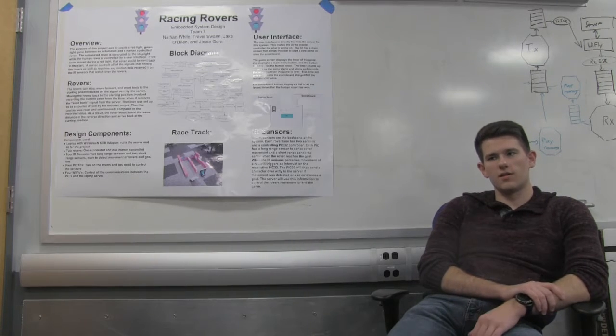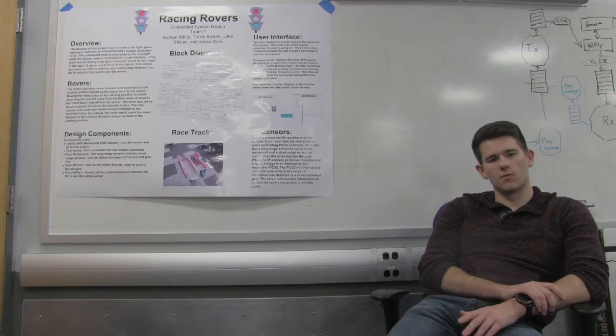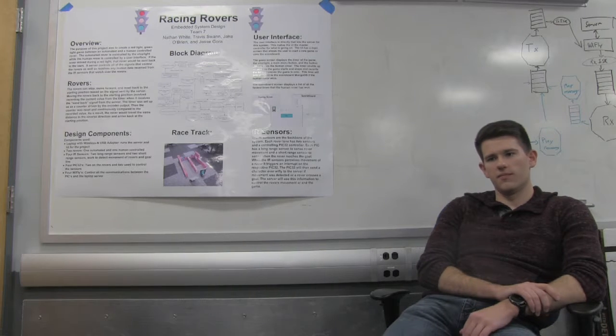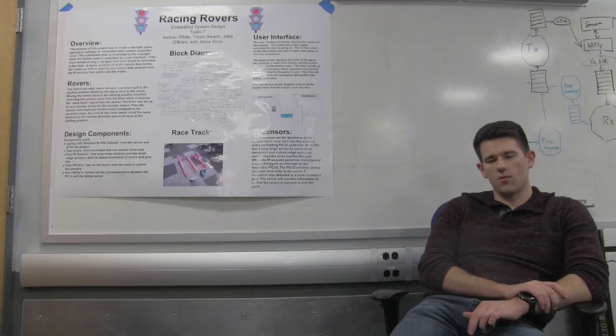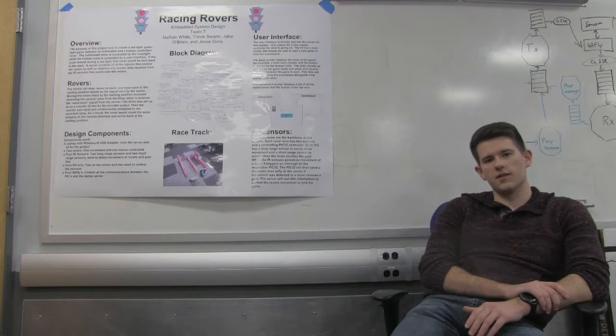The server code is basically embedded inside of the UI itself. The UI is running the server code. The server code is using sockets between the Wi-Fi's on the sensor devices, the sensor PICs, and the Wi-Fi's on the rovers.